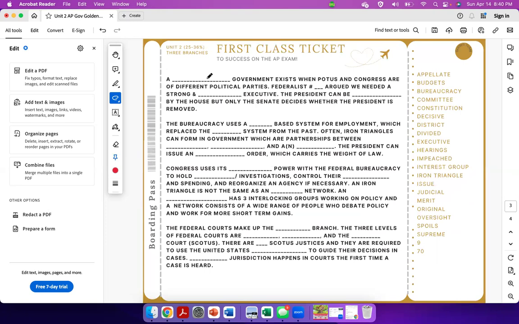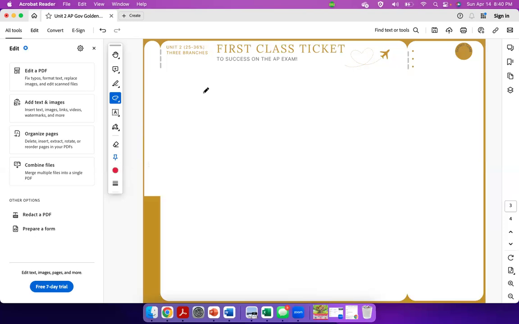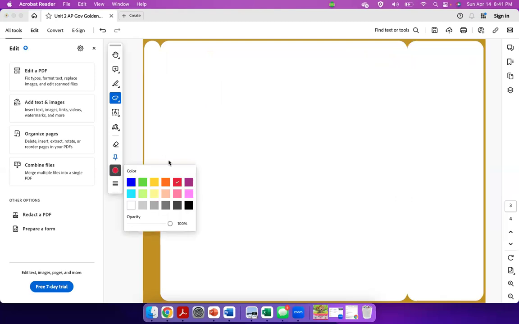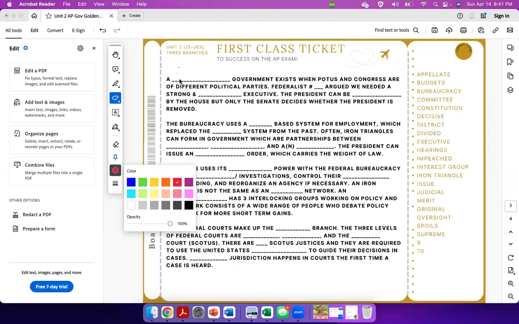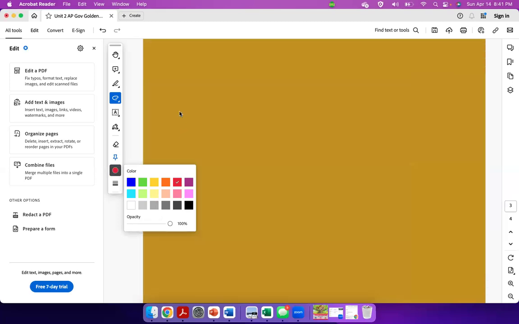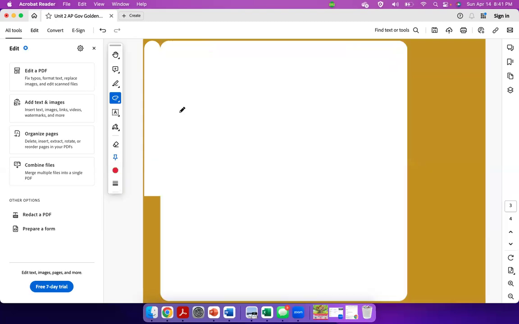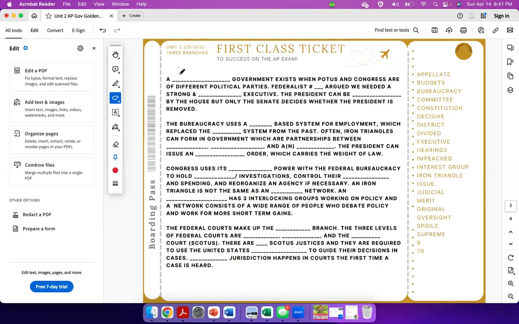So again, a blank government exists when the president of the United States, or the POTUS, and Congress are of different political parties. We call that a divided government. I'm not going to use the text box tonight because I had some issues getting it to load last time. I'm hoping my penmanship will be better tonight with the electronic drawing of the words. Here we go. We call that a divided government. Again, if you have a Republican president and a Democrat-controlled Congress, we would call that a divided government.